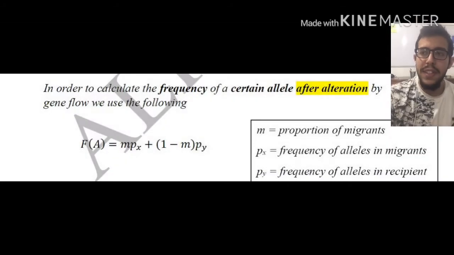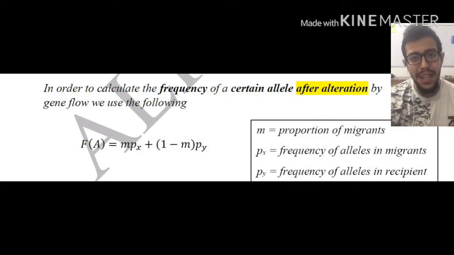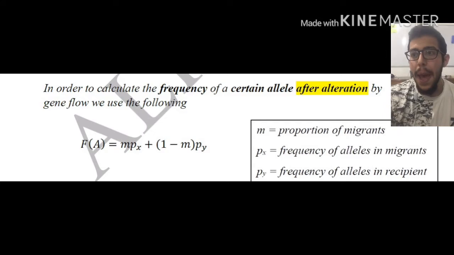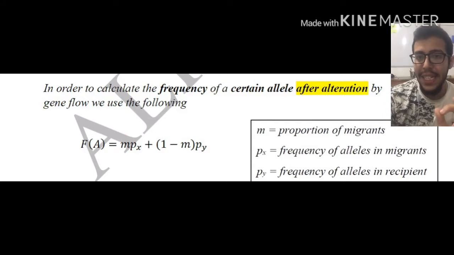Now, in order to calculate the frequency of a certain allele after alteration, that means after the migrant population has entered the recipient population and bred by gene flow, we use the following. The frequency of A, which is the frequency of the allele at hand, is equal to M, which is the proportion of the migrants. Px is referring to the frequency of the allele at hand in migrants. So it is the proportion of migrants multiplied by the frequency of the allele in migrants. That is obviously a value between 0 and 1.